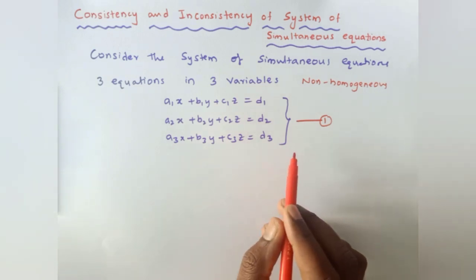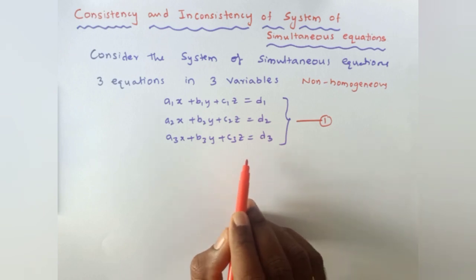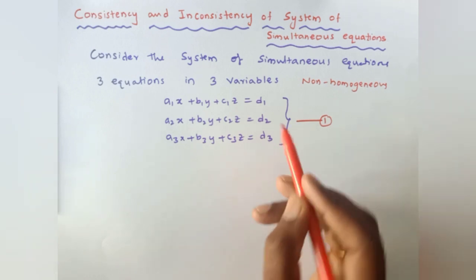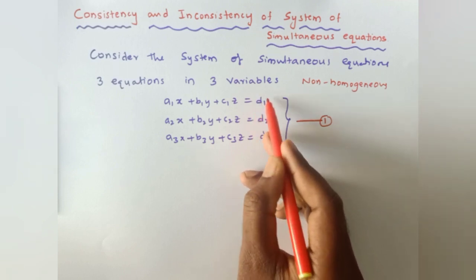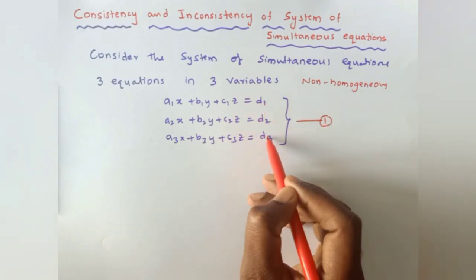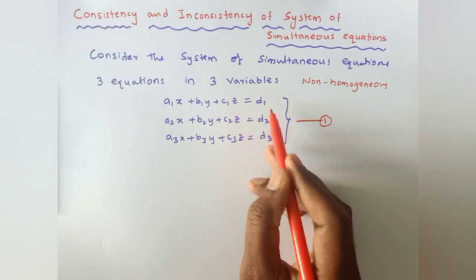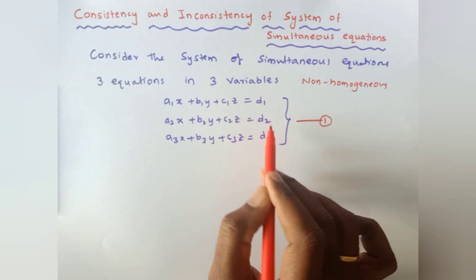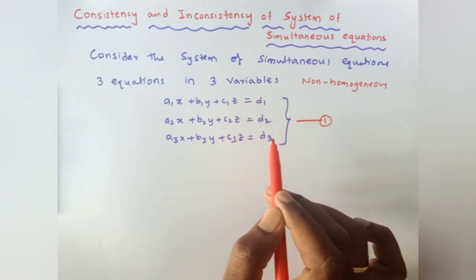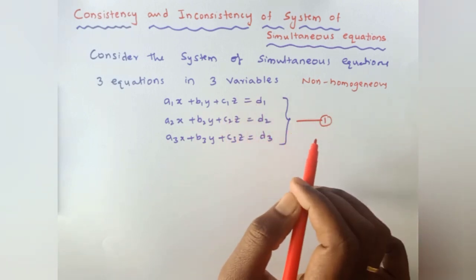So when we say that the given system is non-homogeneous or homogeneous, you can observe the RHS of each and every equation that contains D's, D1, D2, D3. If all D1, D2, D3 are 0, we say that the system is homogeneous, otherwise non-homogeneous.